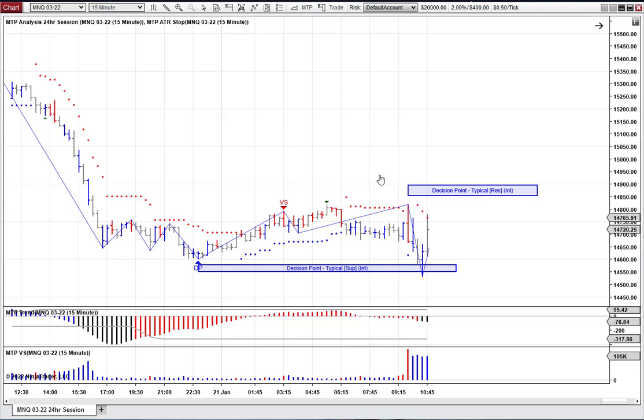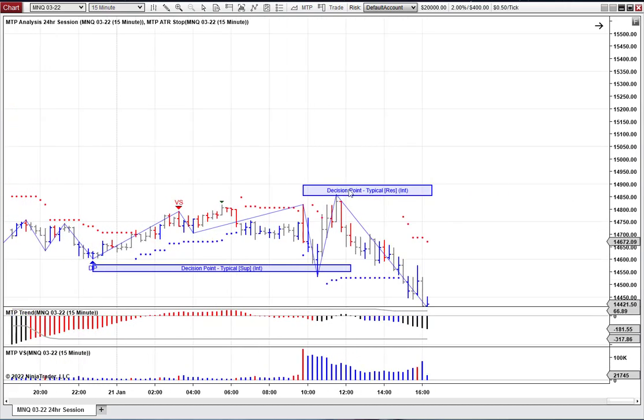Let's see what the market did. If I drag it across, can you see how the market went up to that level? That nailed the high of the day before the market started to decline.